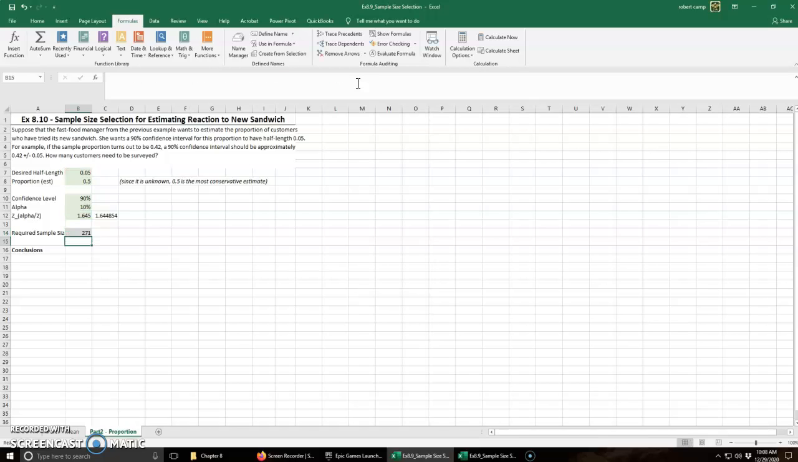So we need 271. So in this case, to get a 90% confidence interval with a maximum half-length of 0.05, and that's maximum half-length because since we went up, it's actually going to be a little bit less than that, but that is fine. The manager is going to need to sample at least 271 customers.